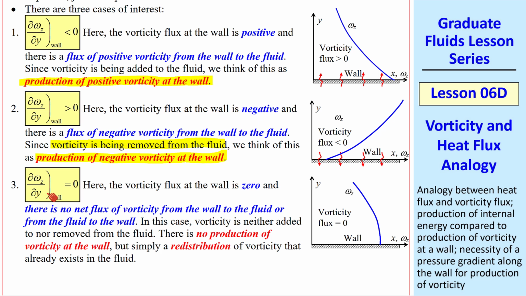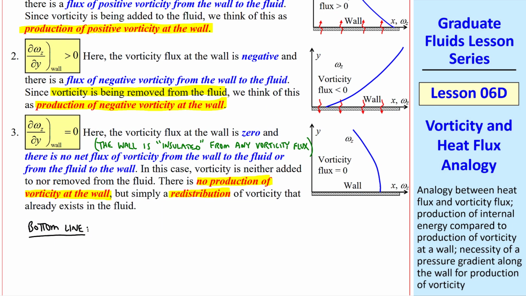Finally, when the slope at the wall is zero, it's analogous to our insulated wall case for heat flux, and there is no vorticity flux at the wall. Vorticity is neither added to nor removed from the fluid. There is no production of vorticity at the wall. If vorticity already exists in the fluid, however, it can be redistributed. Another way of thinking about this is that the wall is insulated from any vorticity flux.